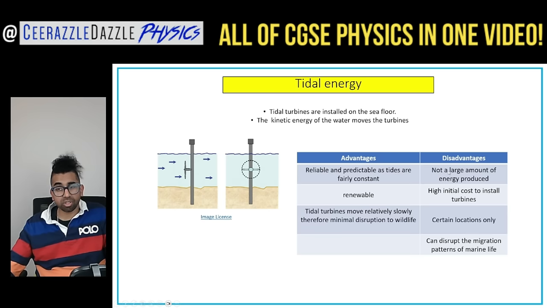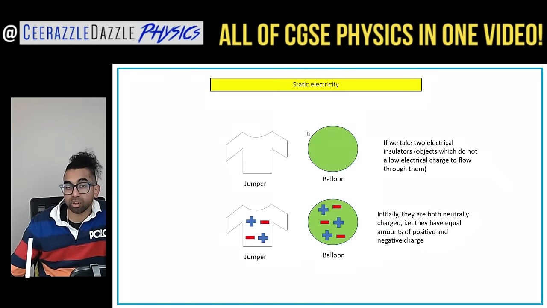Disadvantages: there's not a large amount of energy produced, there's a high initial cost to install the turbines, and obviously because you're sticking them in the water, certain locations only. They can disrupt the migration patterns of marine life as well. Okay, so static electricity.